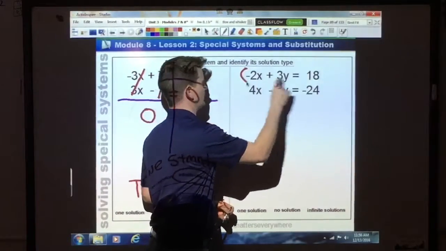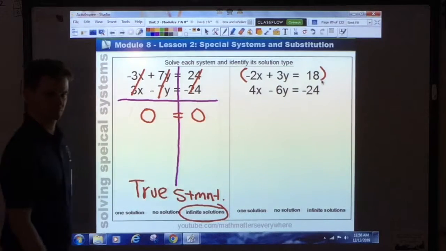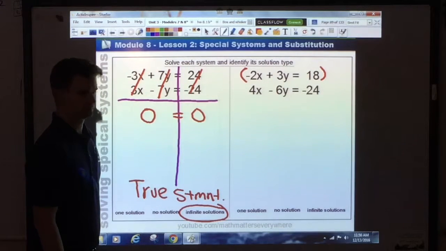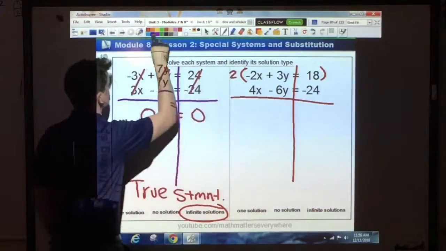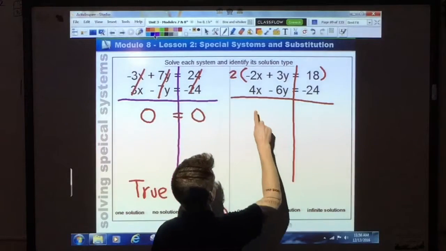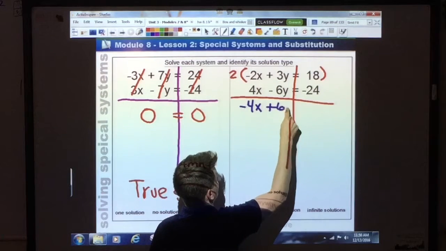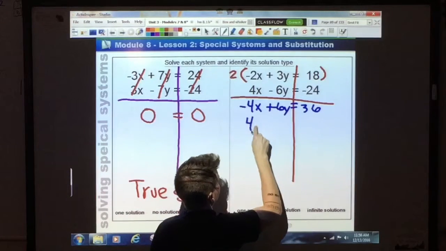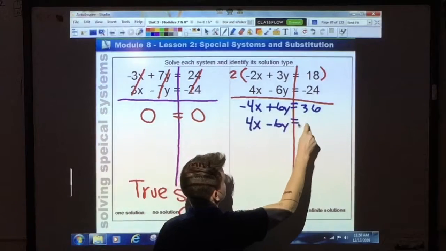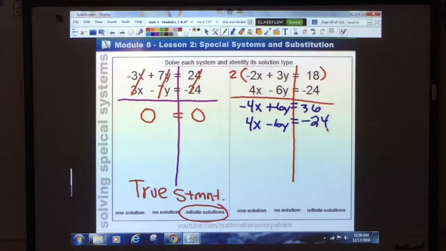So the question is, what can I multiply this top equation by to make it a negative 4x? By positive 2. So we're going to multiply this by positive 2. I draw my line, and I start multiplying carefully. For the top equation, I will get negative 4x plus 6y equals 36. I bring down the bottom equation, and I have 4x minus 6y is equal to negative 24. So now that I've done that, I should have my inverse coefficients. That's why we multiplied one of the equations.